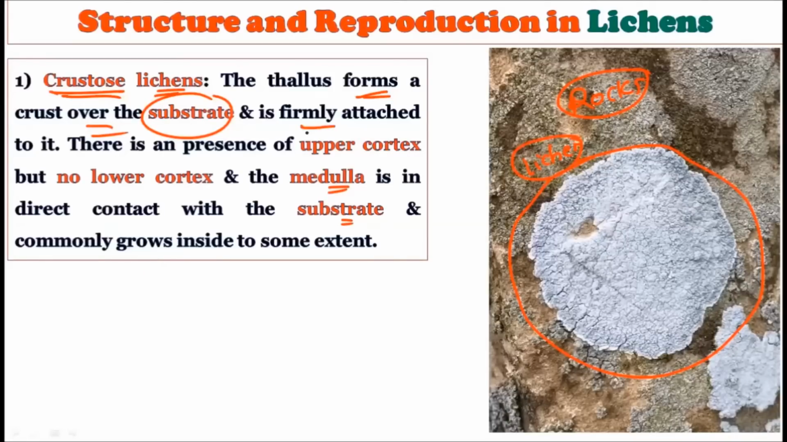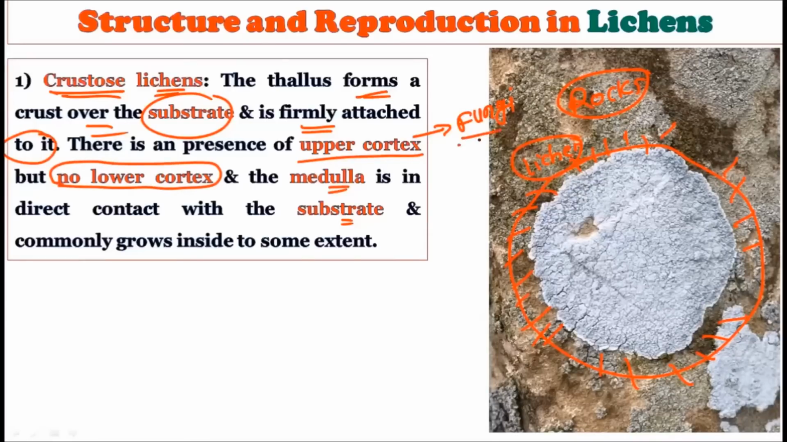Okay, so it is firmly attached to the crust, and generally this firmness is so strong that even by human hand you cannot extract this lichen intact from the substratum, because the medulla layer attaches these lichens so firmly to the substratum. Okay, there is a presence of the upper cortex, which is primarily made up of fungal cells only. Then they do not have the lower cortex, as we have discussed in the last slide. Okay, the Crustose lichen does not have any lower cortex, and the medulla is in direct contact with the substrate and commonly grows inside to some extent.